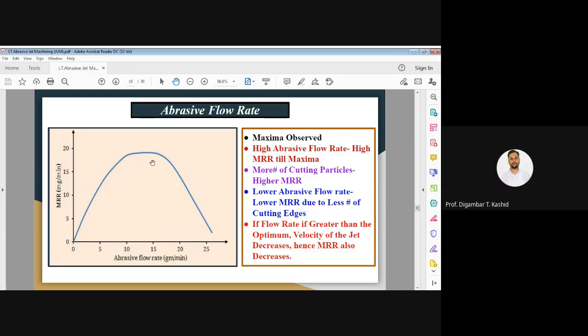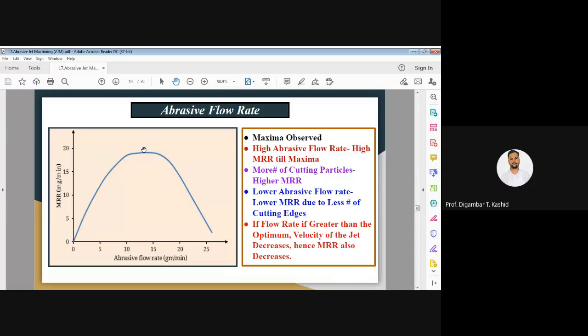Further, at a lower abrasive flow rate you will get a lower material removal rate due to fewer cutting edges, or fewer abrasive particles. And if you keep increasing the flow rate beyond your optimum value, that means beyond the maximum point I have shown, what will happen is the velocity of the jet decreases, and due to the decrease of the velocity, your material removal rate also decreases.